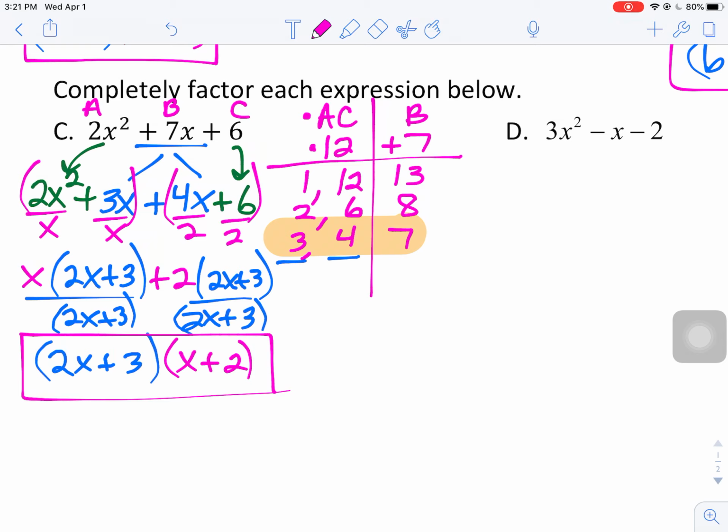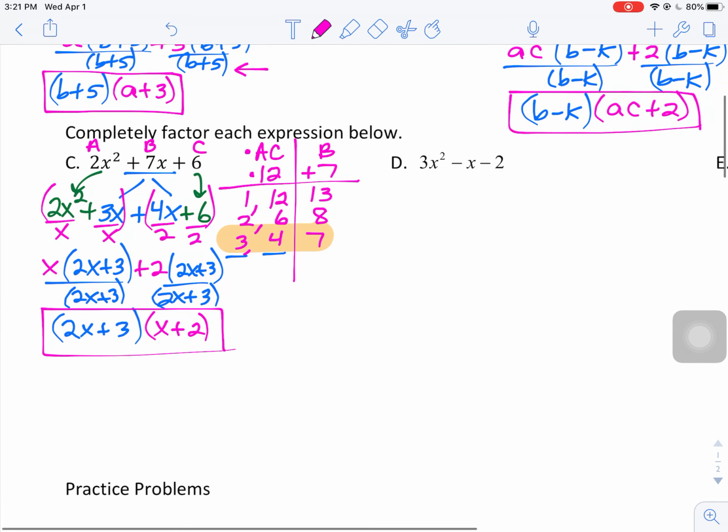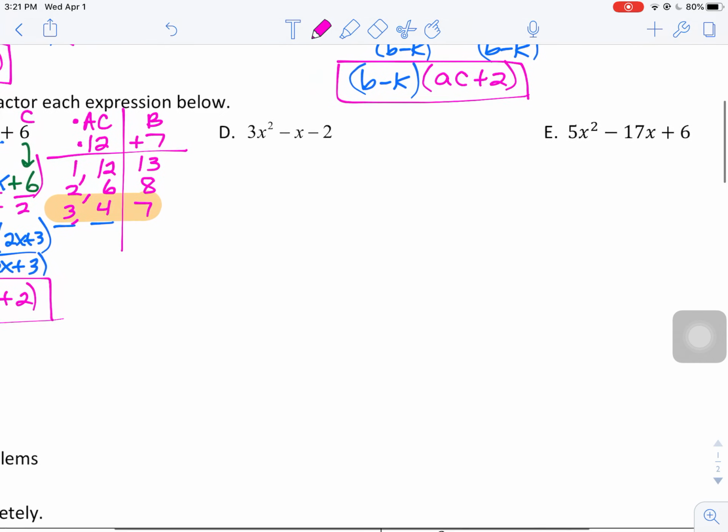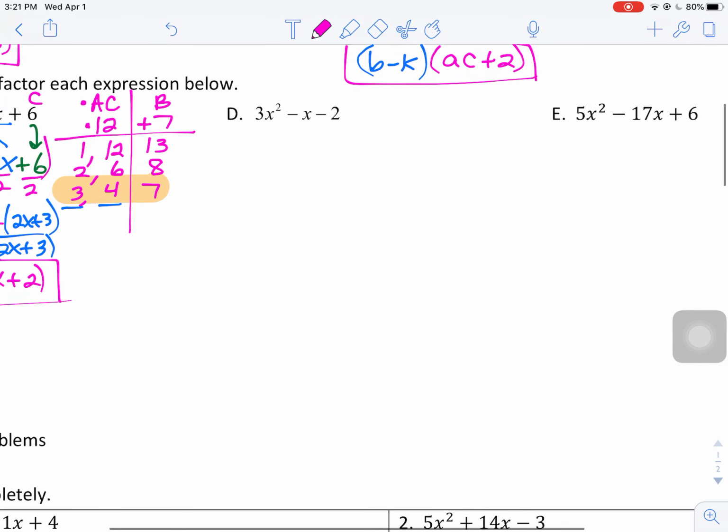That's it. So the only new thing with this advanced factoring is the beginning part. So this little T-chart with the A, C, and the B, that's the only new part. Let's try D. So on D, the first thing we want to check whenever we're factoring, no matter what type of factoring, if there's a greatest common factor, take that out first. So on D, there is no greatest common factor other than the number 1.